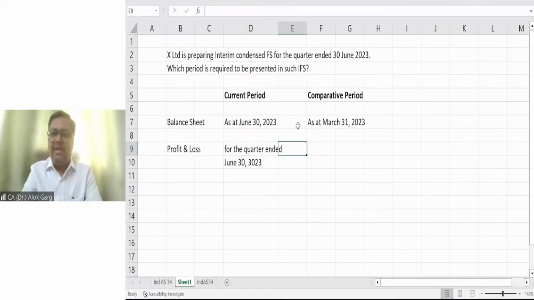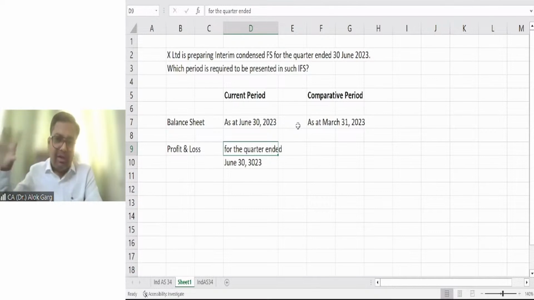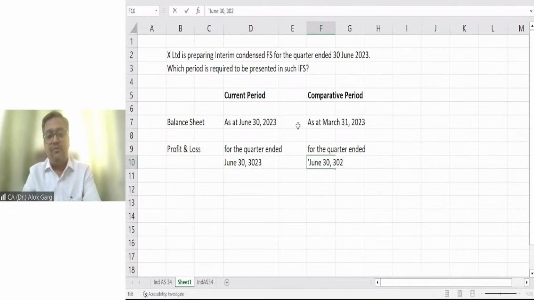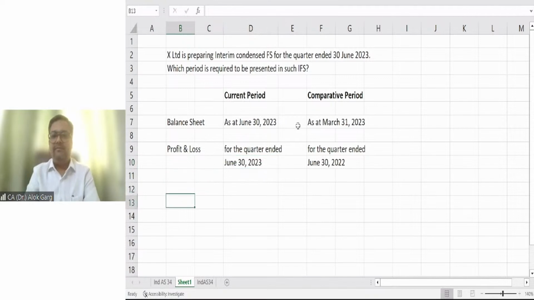So can I compare my 3-month performance with the 12-month performance? Answer is no. So profit and loss, since it is a performance, it is for the quarter. So it has to be compared with for the quarter ended last year, June 30, 2022. Last year quarter. Is that clear?